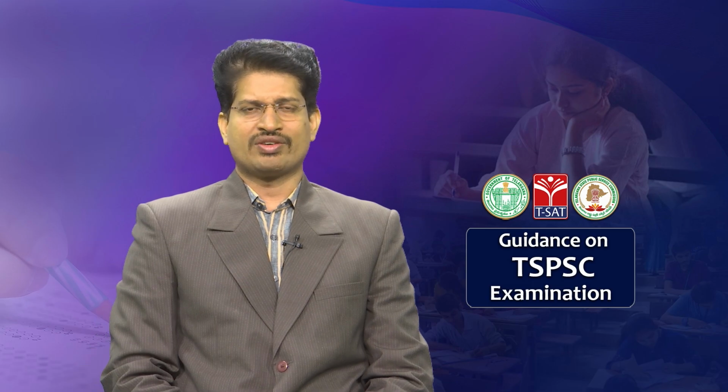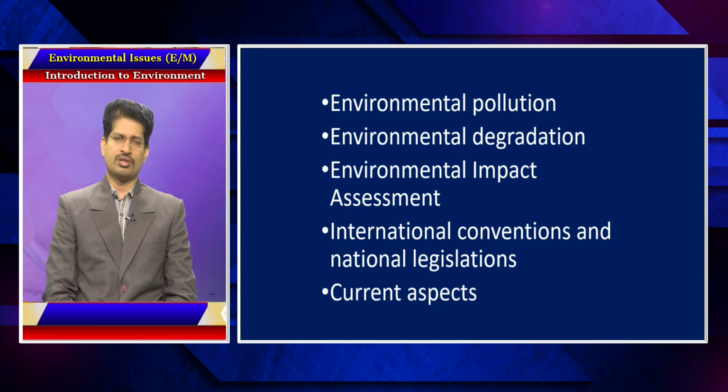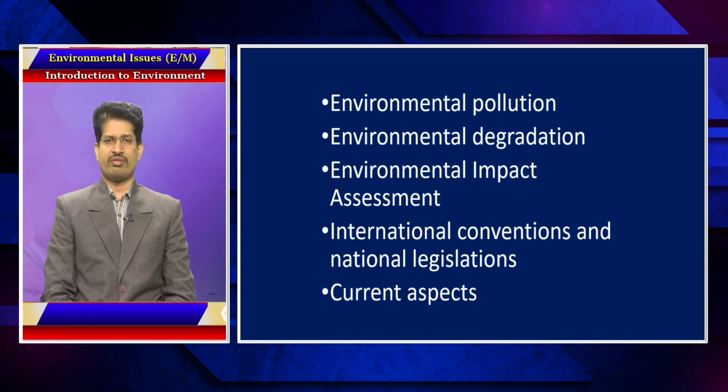Next, we need to deal with environmental pollution. What is pollution? What are the different ways of pollution? How does it happen? What are the precautionary measures that need to be taken? That constitutes this chapter. Next is environmental degradation. What are the factors responsible for the degradation of the environment and how to control it?